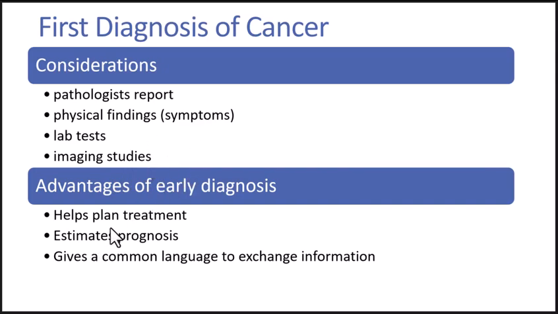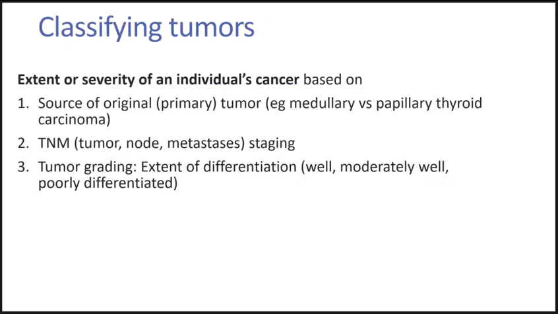Early diagnosis is very important because the survival rate is much better. That's pretty obvious. It helps also with the treatment plan. Many more treatment plans can be offered in the beginning than at a later diagnosis. There's obviously going to be an improved prognosis in most cases if you can diagnose early. And lastly, advantages of early diagnosis include giving a common language for exchange of information among family members.